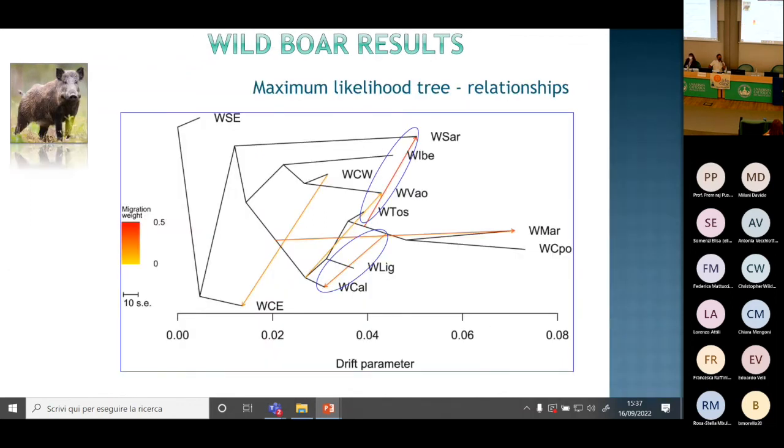The maximum likelihood tree obtained using the innovative approach implemented in the software TreeMix clearly confirmed the overall population structure at the European level, and additionally allowed us to detect some significant migration signals, for example, from the central Italian wild boar populations toward the Sardinian populations, and from the populations of Maremma and Castelporziano towards the population living in Calabria.